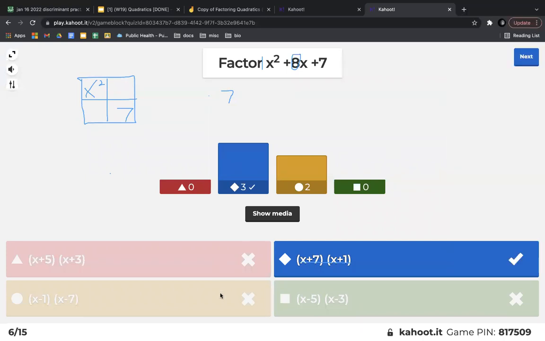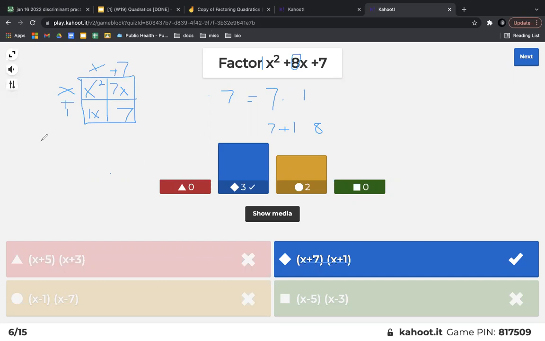Yeah, so 7 and 1. So those are factors of 7 that add up to 8. So then those factors add up to 8, and that would be x plus 7 in parentheses, and then x plus 1. Then you would just write them into the boxes, find the greatest common factors. And now you have the factored form.